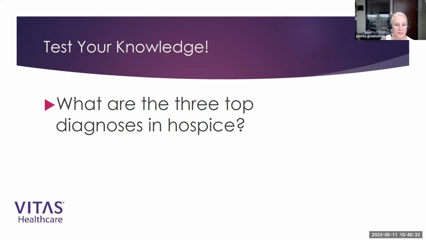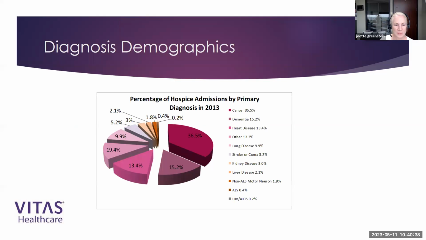Okay, so let me get my graph here. The biggest pie is cancer. But if we take cancer and non-cancer diagnoses, the top one for non-cancer diagnoses is dementia, and then following that is heart disease. So yes, on average, the highest percentage are cancer patients. But the highest percentage of patients without cancer fall into dementia and heart disease.